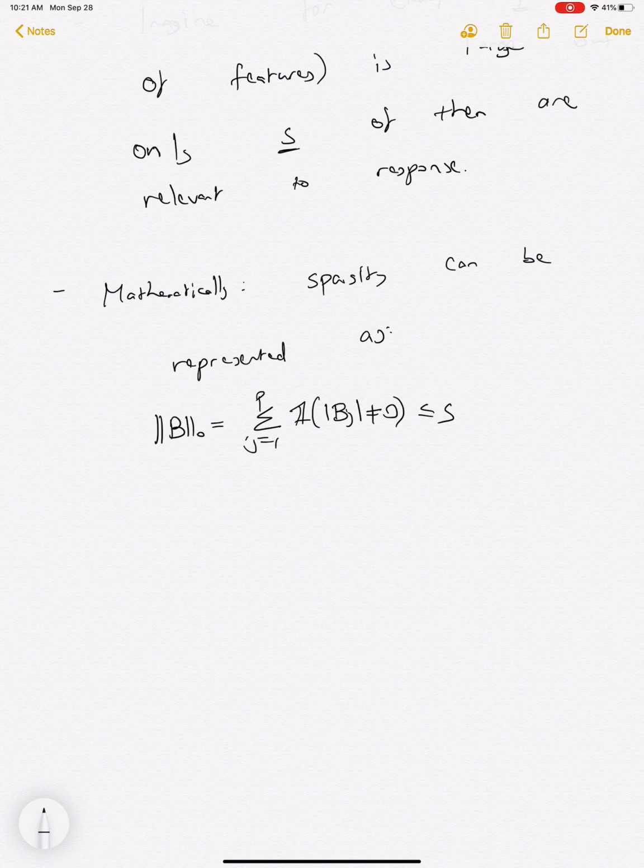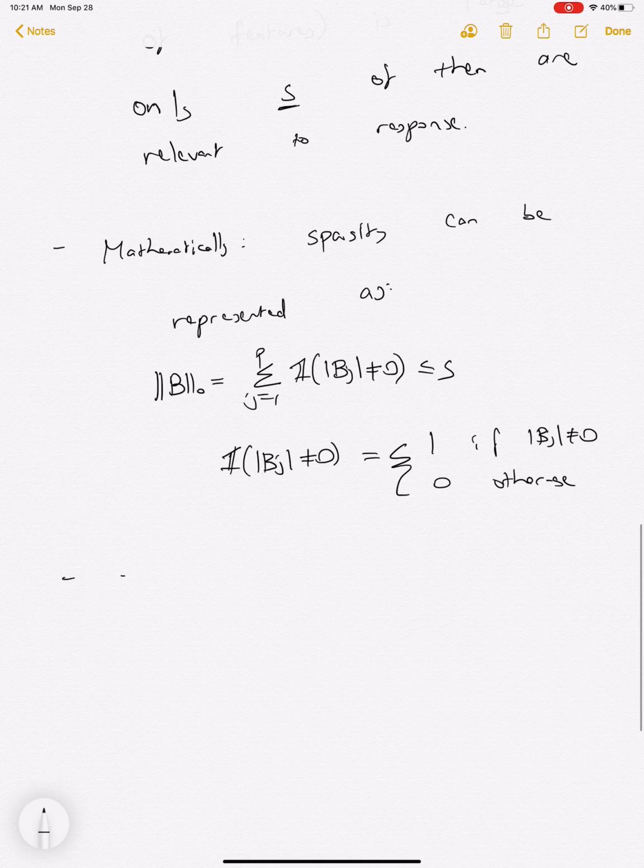So here all we're saying is that the indicator of Bj not equal to zero is just 1 if Bj is not 0, and 0 otherwise. So if we sum up all the p coefficients, we're saying that at most s of them are non-zero. And s is going to be significantly smaller than p. Otherwise, it's not very useful.